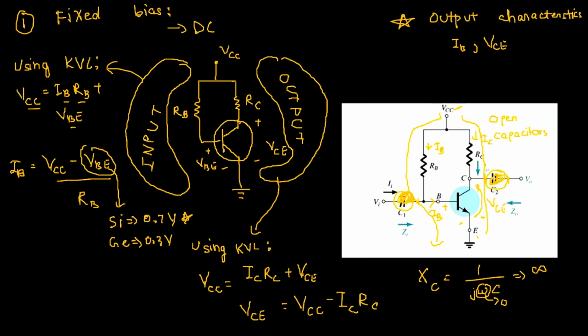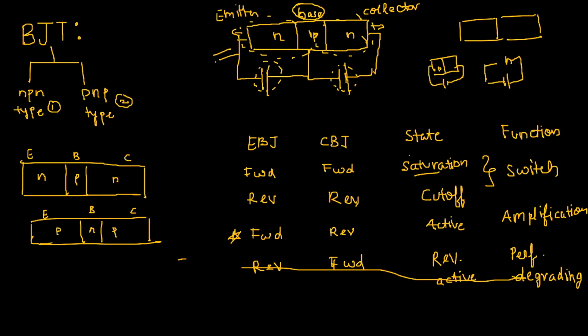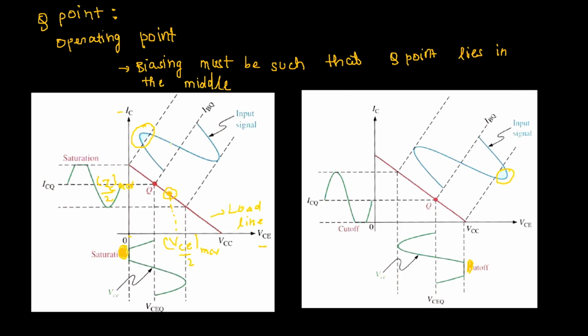Let me just go to the Q point graph to show you what this means. See here, the input signal tends to go outside into the saturation and cutoff region when Q point is not placed ideally. However, since we are just taking a very small signal, the magnitude is small. If this was our input signal, it wouldn't really matter if the Q point moved a little bit. So we are only going to be looking at small signal analysis where we don't have to work on stabilization of the Q point.